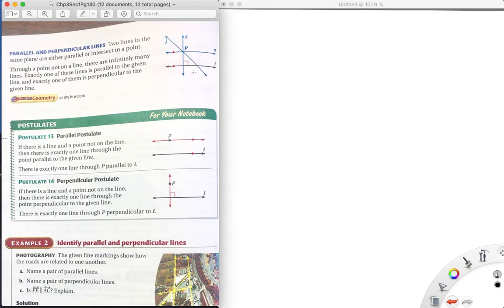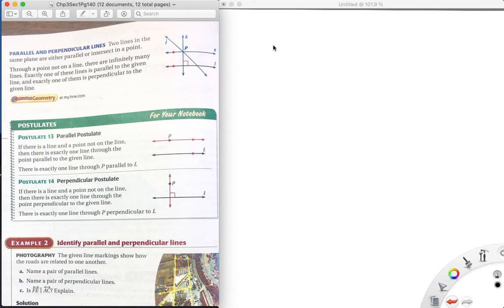Okay, we know that here we have perpendicular lines. It says two lines in the same plane either are parallel or intersect at a point. We know that perpendicular lines form at 90 degrees. So here are postulates. Remember, postulates are things that you don't have to prove. So the parallel postulate. This is the geometric definition of parallel lines. If there is a line and a point not on the line, then there is exactly one line through the point parallel to the given line. Alright, now let's break that down a little bit.